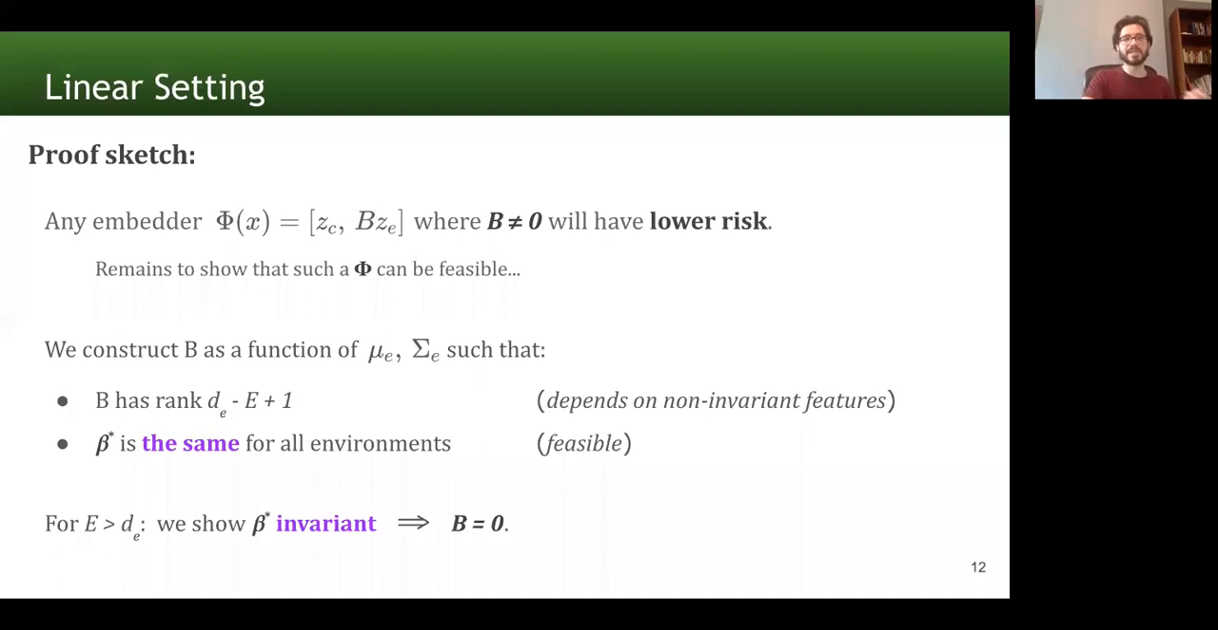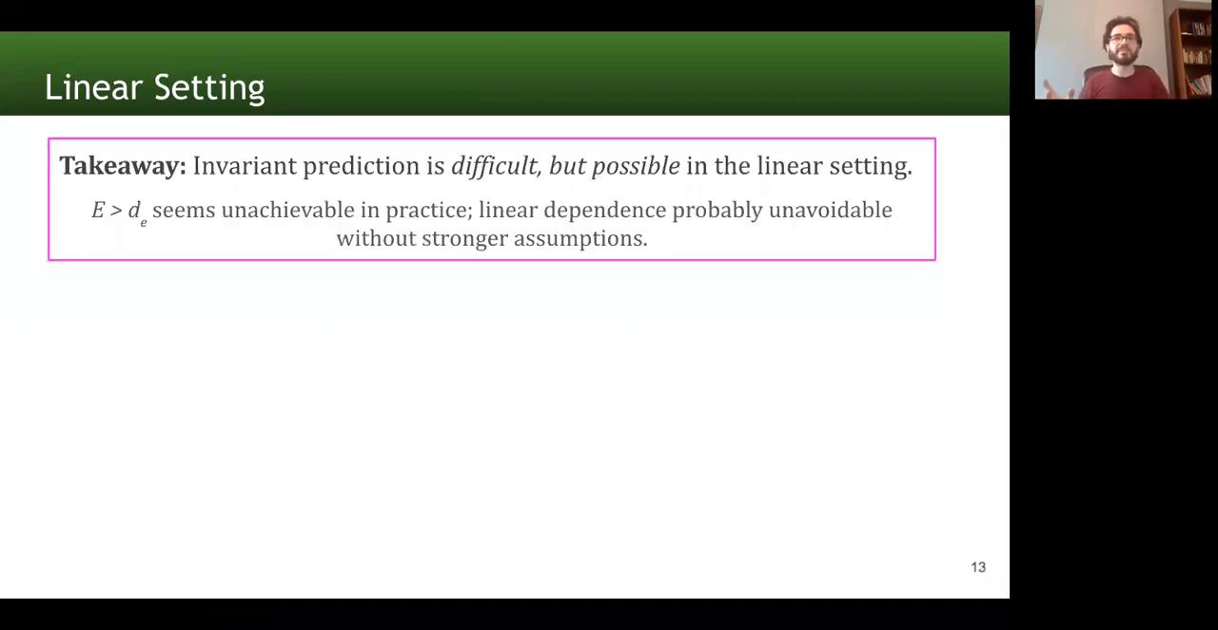But then in the reverse case, we show that if you have enough environments, greater than DE, then any B which induces a beta star that is invariant across all environments necessarily must have rank 0. So it has to be the 0 matrix. This is the general outline of the proof. The main takeaway is that invariant prediction in the linear setting is technically possible if you have enough environments, but it's very difficult. It seems very unlikely that in practice we would get enough environments. And in particular, this linear dependence seems unavoidable without, as Aditya mentioned, potentially stronger randomness assumptions.